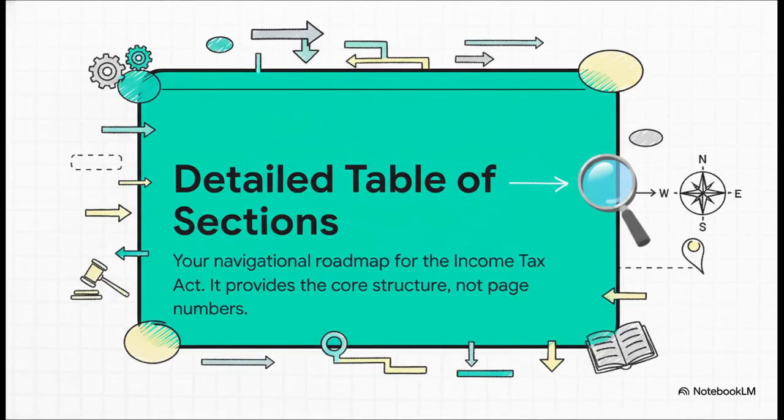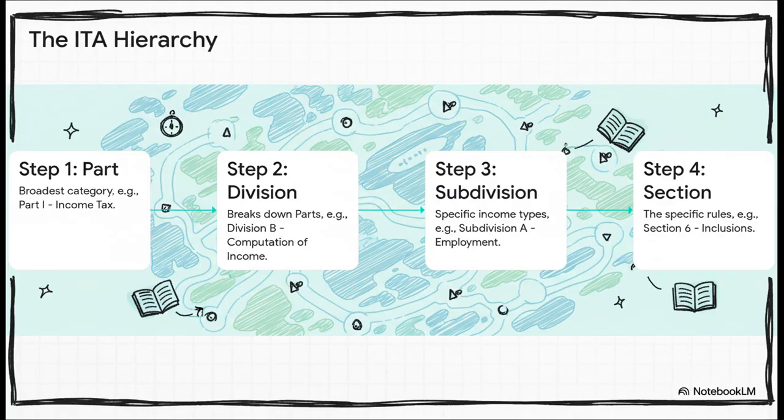And this right here is probably the most important tool you'll have in your toolkit. It's called the detailed table of sections. Now listen closely because this is super important. This is not a table of contents. It has 0 page numbers. Think of it like a structural map or an architectural blueprint. It shows you how every single rule, every section fits into the grand scheme of the entire act. You can actually see the whole hierarchy right here.